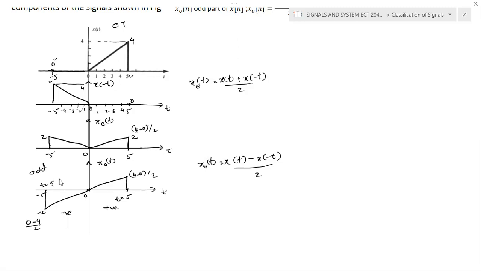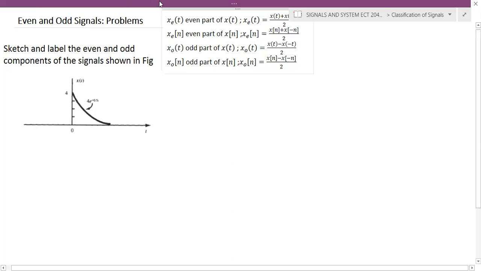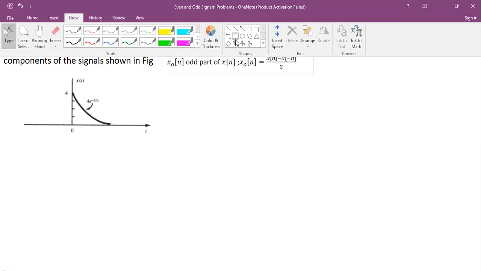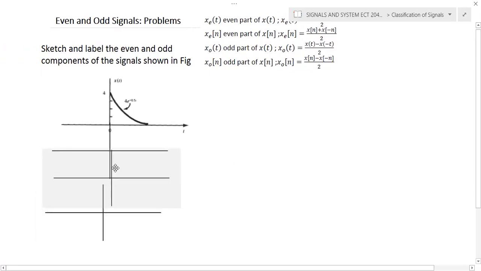Now we can do one more problem. So here it's an exponential signal and it's exponentially decaying. So now again we need to find out the even component and odd component. So to find the odd and even component, we need to plot some waveforms. So we need 2-3 graphs.